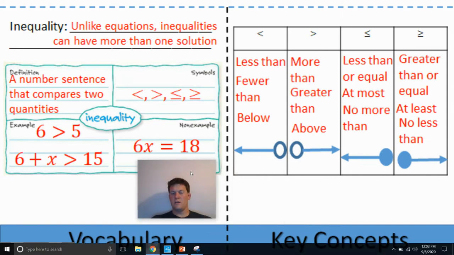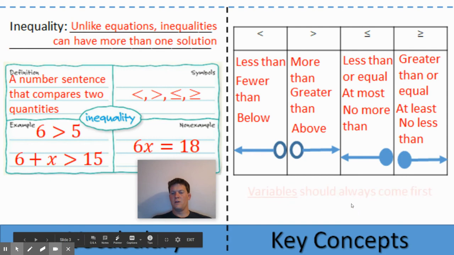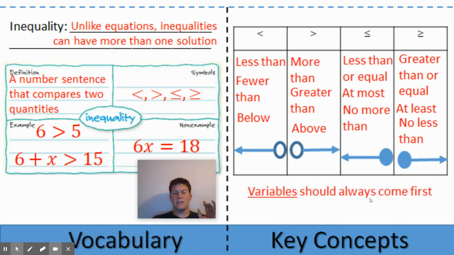For these number lines and these graphs, this only works if we have variables first. So that's why I'm always going to emphasize variables going first. And let me show you the shortcut if you haven't seen it already.